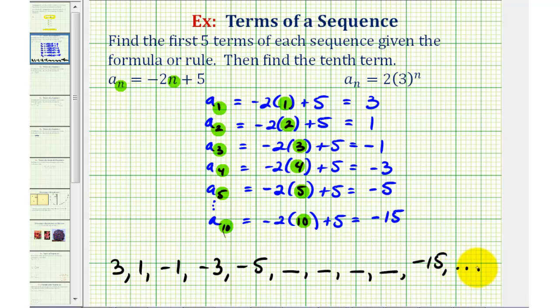This is actually called an arithmetic sequence because to find subsequent terms in the sequence, we're adding a constant value. In this case, we'd be adding negative 2 each time. If we want, we can say we're subtracting 2 each time. Notice 3 minus 2 is equal to positive 1. Positive 1 minus 2 is equal to negative 1. Negative 1 minus 2 is equal to negative 3, and so on. Again, this is called an arithmetic sequence. Let's go and take a look at our second example.